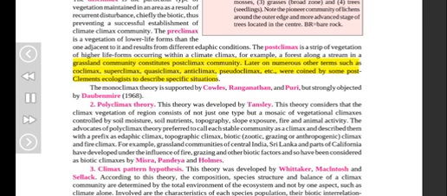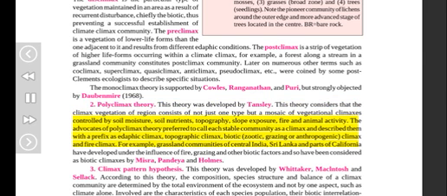describe specific situations. The monoclimax theory is supported by Cowles, Ranganathan, and Puri, but strongly objected to by Daubenmire, 1968. 2. Polyclimax theory. This theory was developed by Tansley. This theory considers that the climax vegetation of a region consists of not just one type but a mosaic of vegetational climaxes controlled by soil moisture, soil nutrients, topography, slope exposure, fire and animal activity.